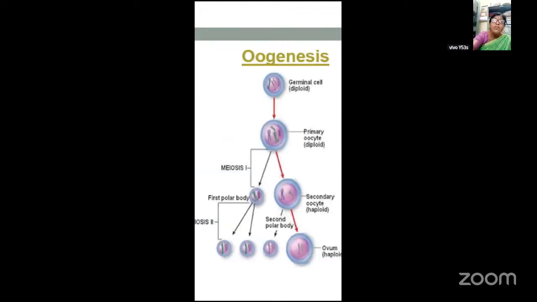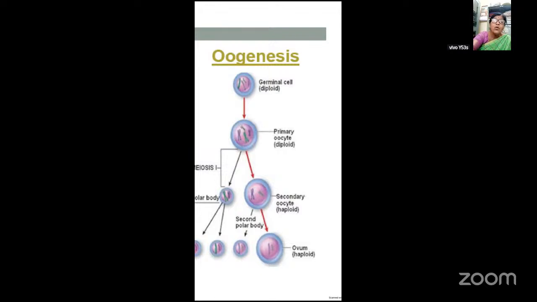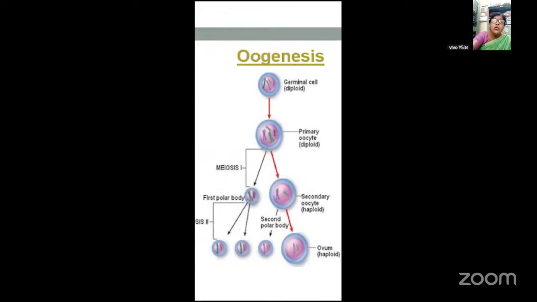Here also, this primary oocyte will undergo what? Meiosis 1 and meiosis 2. Meiosis 1 will form the secondary oocyte, and the secondary oocyte will form the ovum. But here only one single ovum is formed. Whereas in the case of spermatogenesis, it will give rise to 4 sperm cells or 4 spermatids. They undergo differentiation and then they will form the full-fledged sperms. But in the case of oogenesis, it forms only one single large ovum, along with 2 to 3 polar bodies. Okay. So this is about oogenesis.